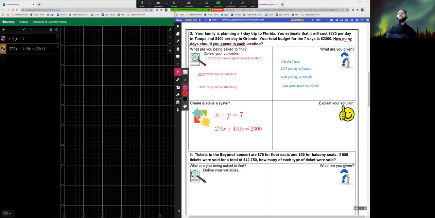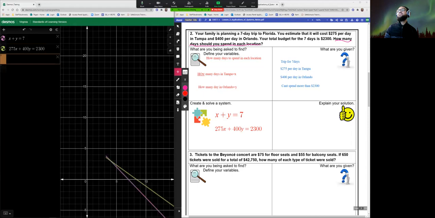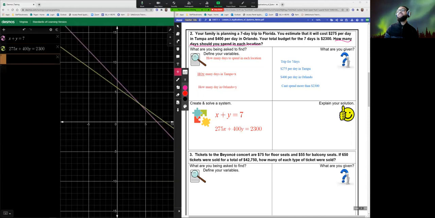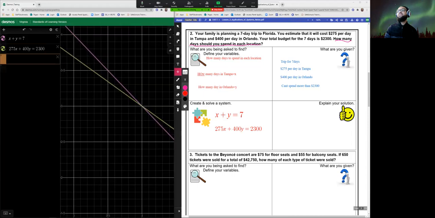All right, and here we have our two equations. I don't see them, so I'm going to zoom out a little bit more. I'm going to hit that home button to take me right to 0. And here I see an intersection right here. This intersection here is (4, 3). So I'm going to come around this side and write my solution as (4, 3).